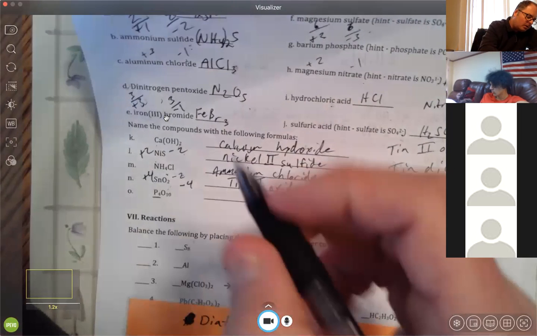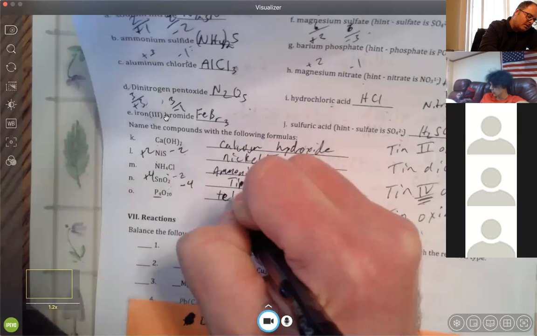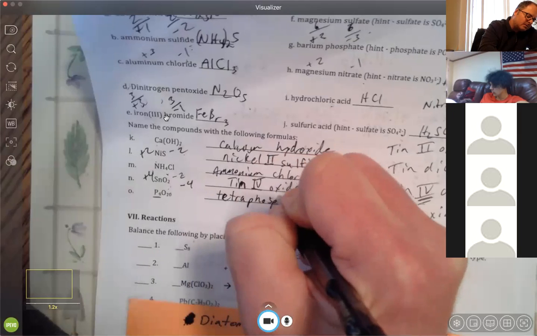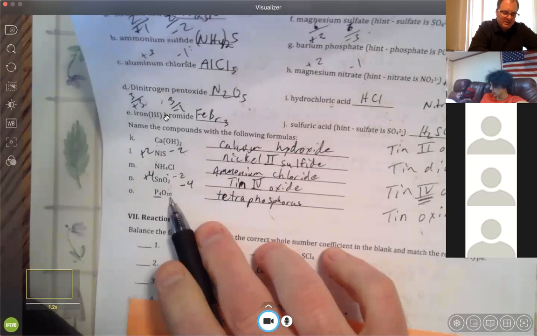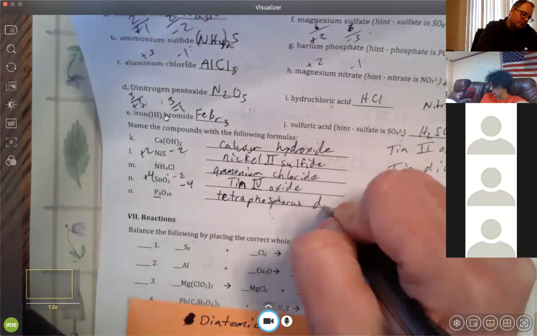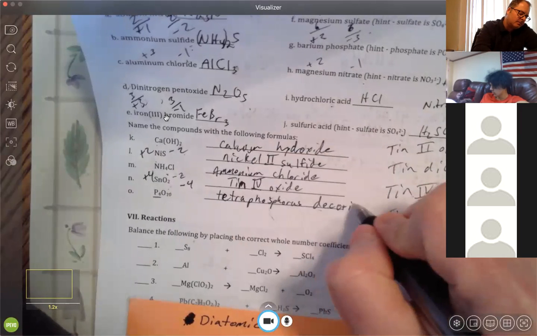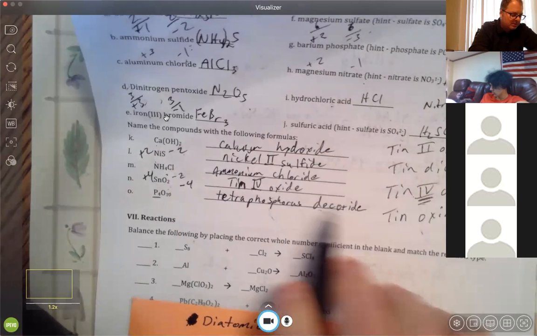The prefix for 4 is tetra. So we have tetra. We keep the regular name phosphorus for the first element. 5 is pent, 6 is hex, 7 is hept, 8 is oct, 9 is non, and 10 is dec. So this becomes dec oxide. We again change the ending of the oxygen to IDE.